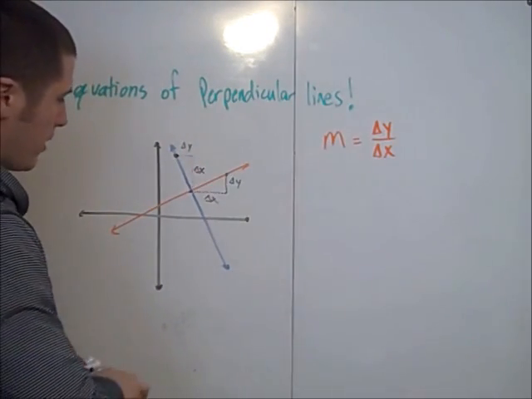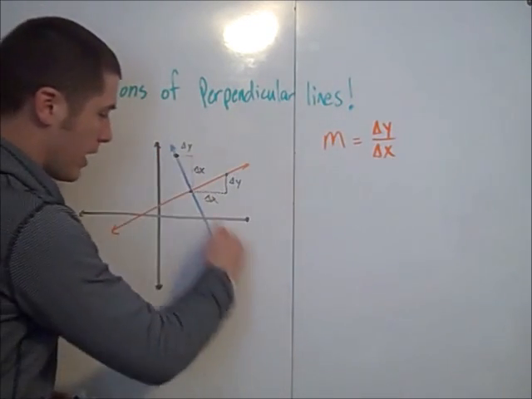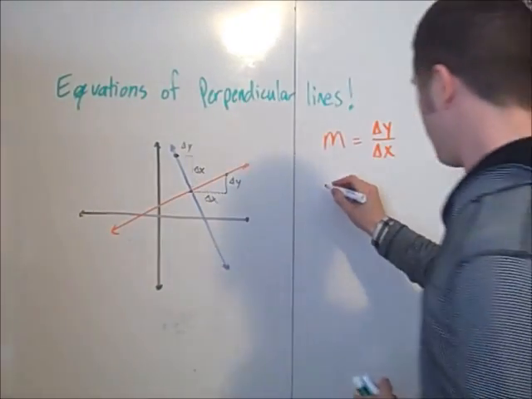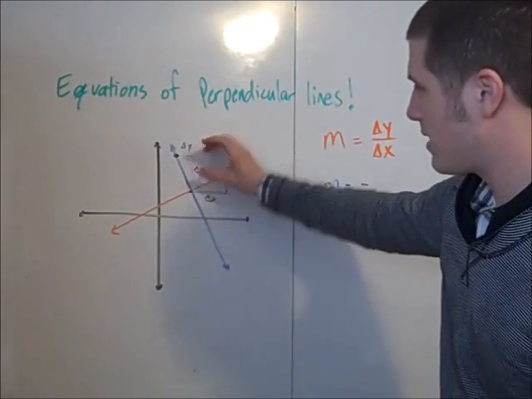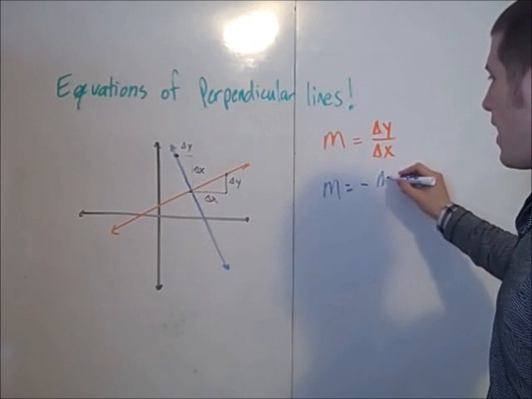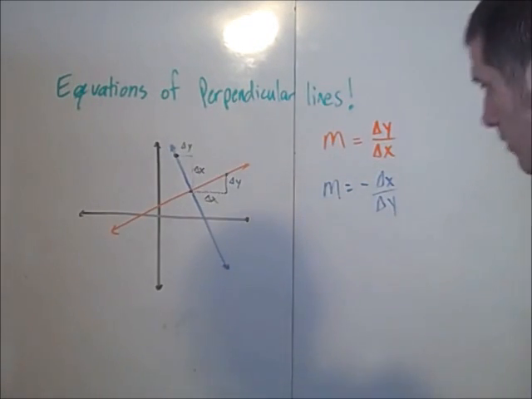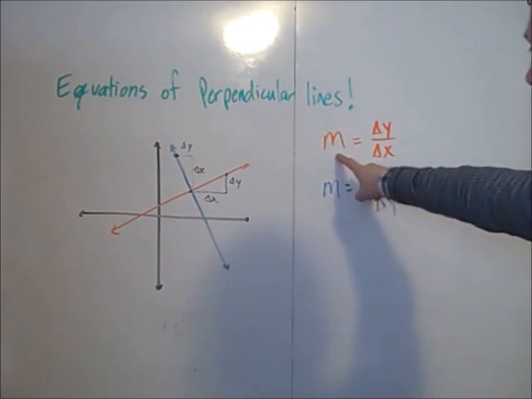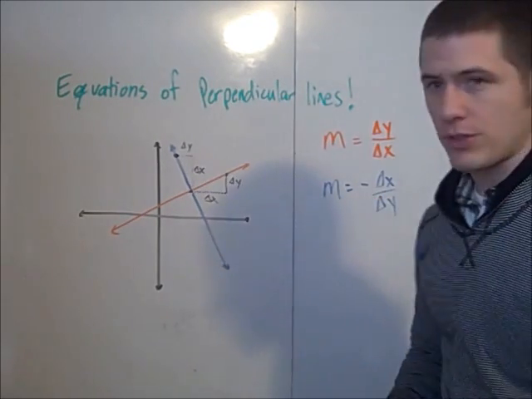Now let's think about the slope of the blue line. The slope of the blue line is clearly negative. It's going down from left to right. So the slope of the blue line is negative, and then the rise is delta x, and the run is delta y. So it's negative delta x over delta y. Okay, so now I think it's clear that the slope of the orange line and the slope of the blue line, well, they're opposites and they're reciprocals.